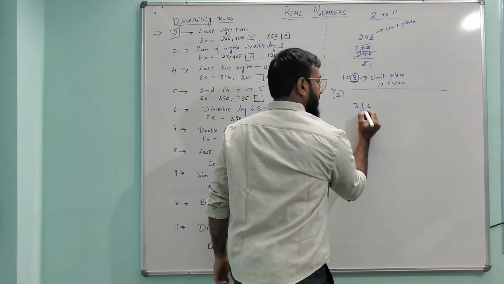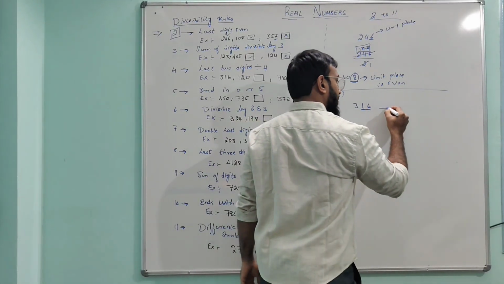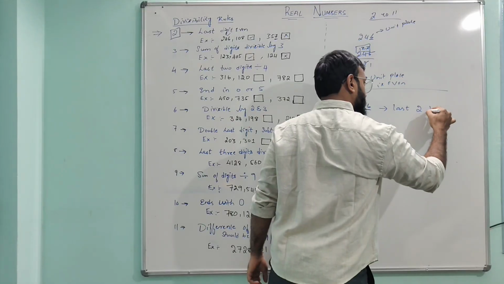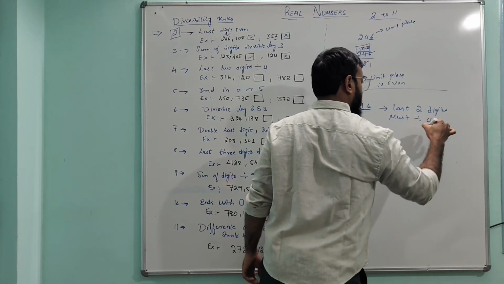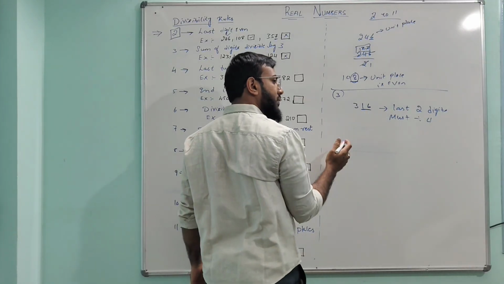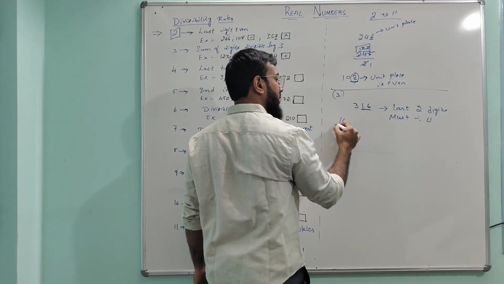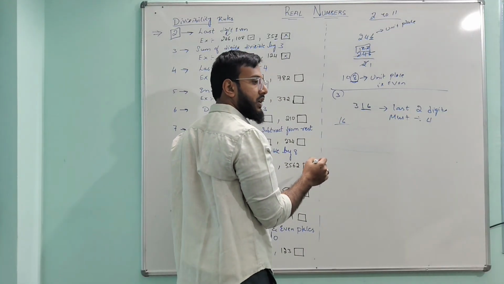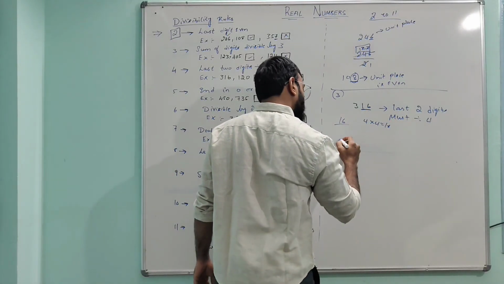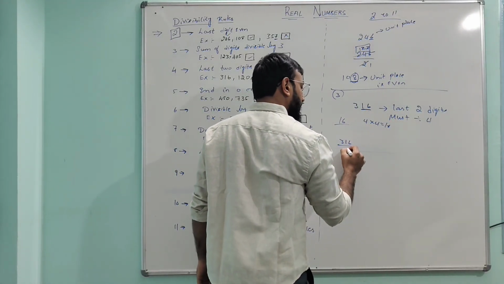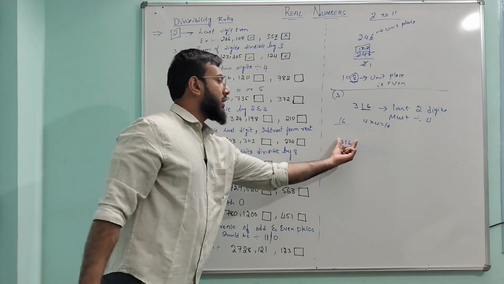316. These last 2 digits must be divisible by 4. This 16 is divisible by 4. Yes. How? 4 4s are 16. Correct? Hence, this whole number is divisible by 4.